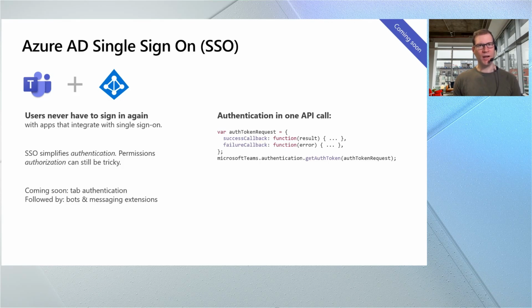And while I really want to emphasize the end user experience this creates, it's also a great simplification for developers as well, because you can now do your authentication logic in a single API call. You call microsoftTeams.authentication.getAuthToken, and you just pass in two things, what to do if it succeeds and what to do if it fails. So now all that authentication logic is in one API call.